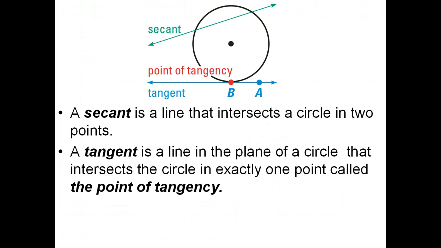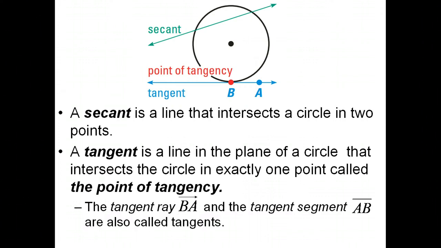A tangent is a line on a circle or in the plane of a circle that intersects the circle in exactly 1 point. And we call that place where it intersects the point of tangency. So remember, if a line hits a circle in 2 places, it's a secant. If it hits the circle in only 1 place, it is called a tangent.